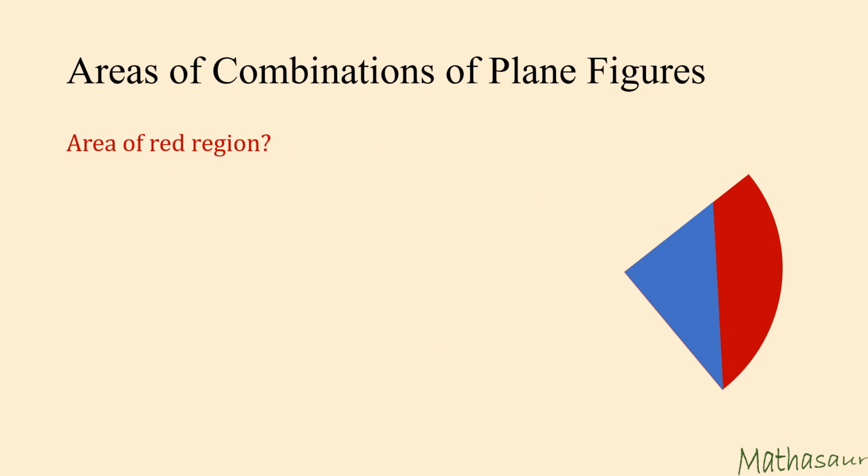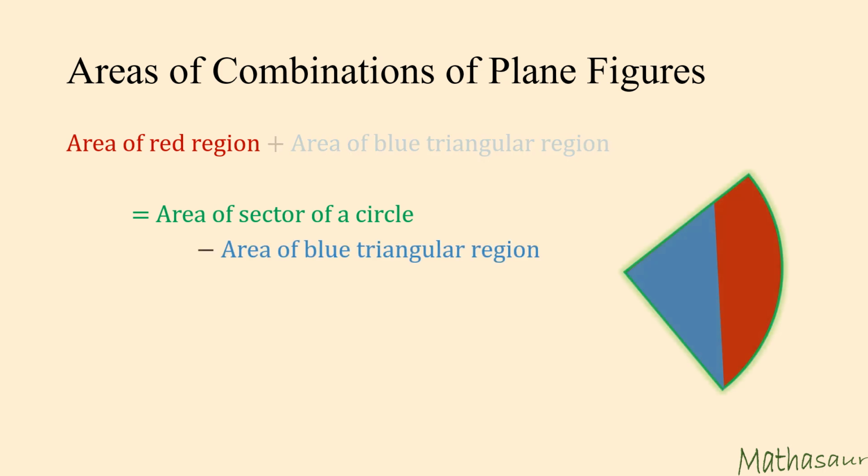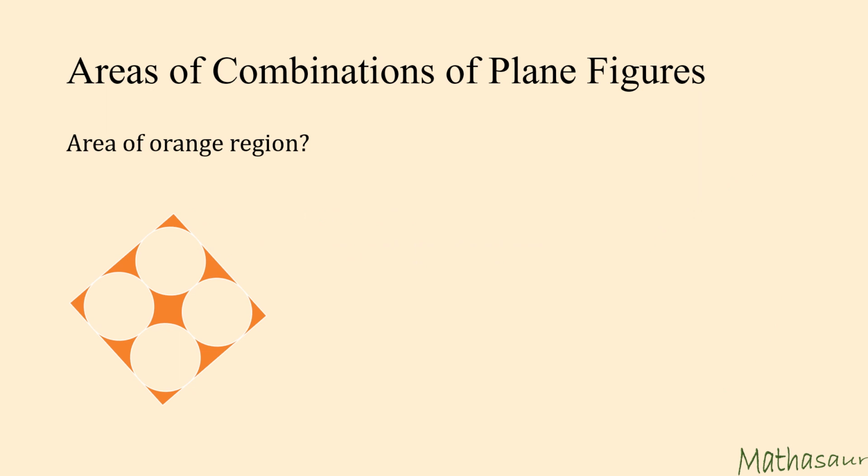Let us look at this third figure. How would we find the area of this red region? If we added the area of the blue triangular region, then we would get the area of this sector. Now we know how to find the area of a sector and a triangle. Let us look at another figure. How can we find the area of the orange region?